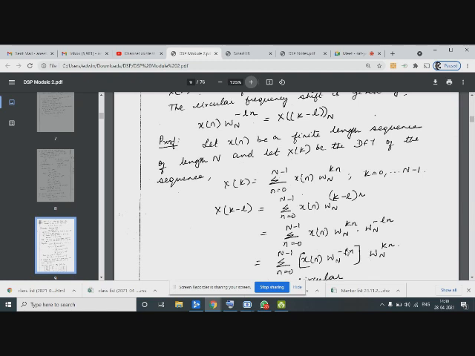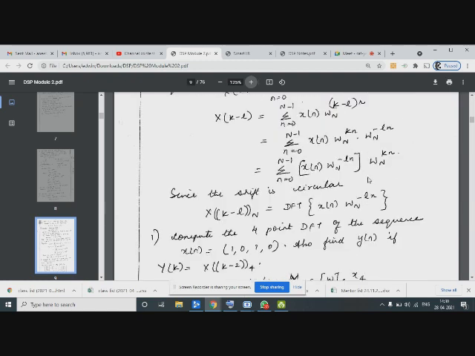Once you do that, you keep the twiddle factor W_N power nk outside, and group whatever term is written inside. The x of n and W_N power minus L n, if you group, what is going to happen? It means that this is the DFT of x of n W_N power minus L n. So on the LHS you have X of k minus L. So it proves that X of k minus L is equal to the DFT of x of n W_N power minus L n. You understood this, all of you?